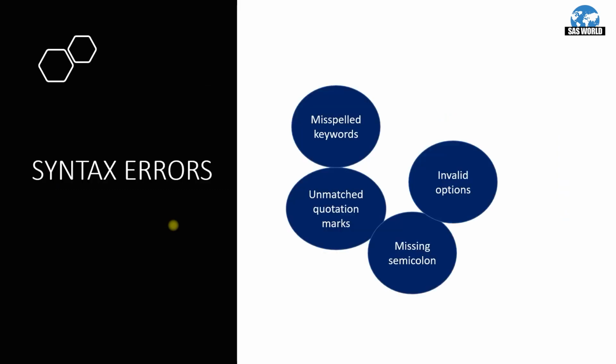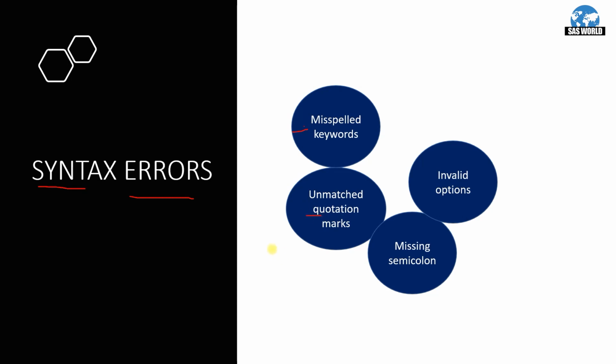Next is syntax errors. When you type your code, you can make mistakes. What types of mistakes can there be? In syntax errors, these are the possibilities: you make a typo, like misspelled keywords, or maybe when you are applying quotation marks.